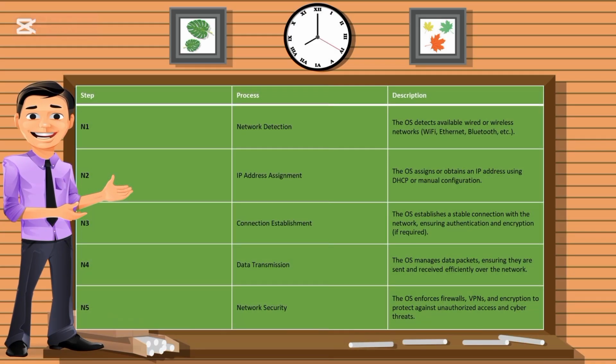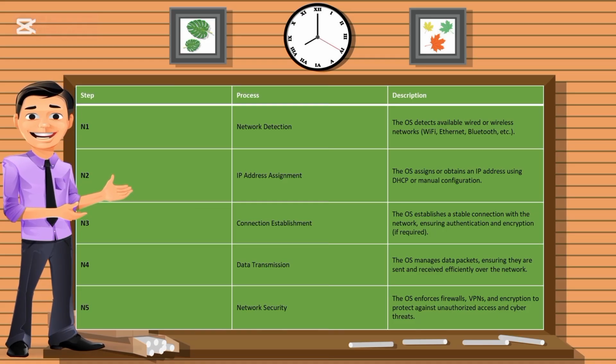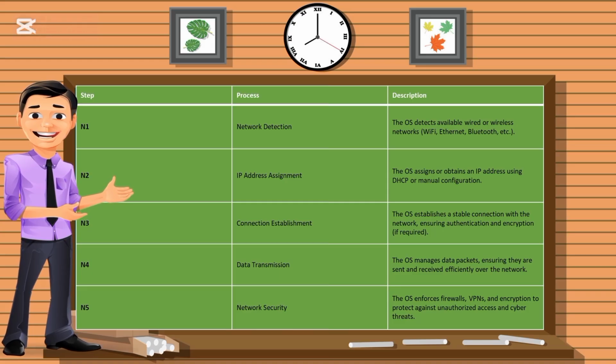Here's how it functions step by step. N1 Network detection. The OS detects available wired or wireless networks, Wi-Fi, Ethernet, Bluetooth, etc. N2 IP address assignment. The OS assigns or obtains an IP address using DHCP or manual configuration. N3 Connection establishment. The OS establishes a stable connection with the network, ensuring authentication and encryption if required.